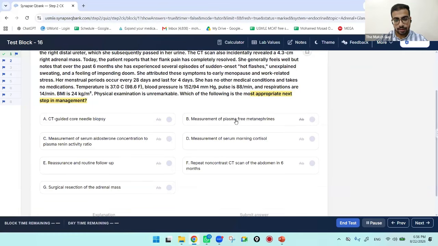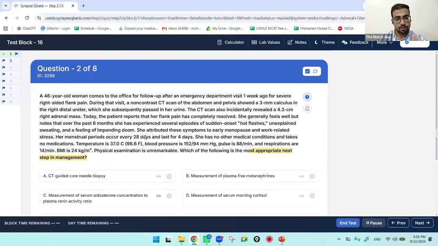It seems to be a reference to cortisol. It's endocrine, adrenal. Okay, 46-year-old woman. I usually highlight the age and gender, because some of these demographic findings can help. Right-sided flank pain, non-contrast CT, there is a calculus. The CT scan incidentally revealed a 4.3 centimeter right adrenal mass.